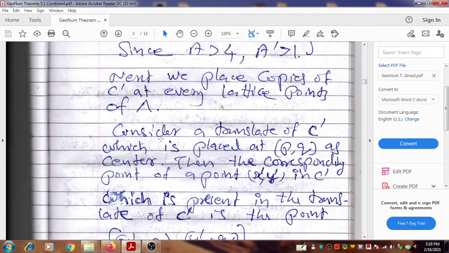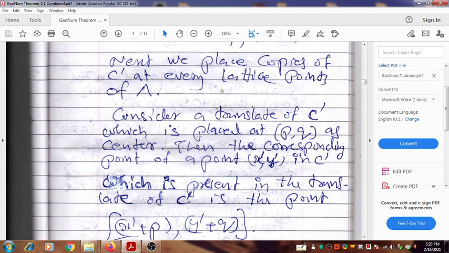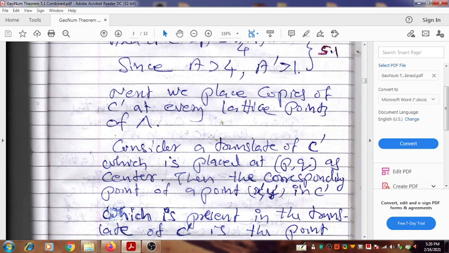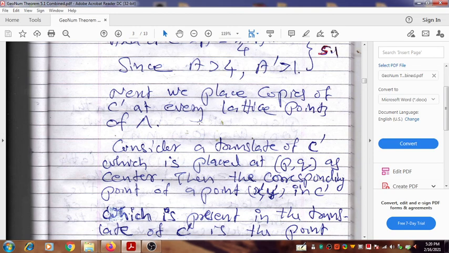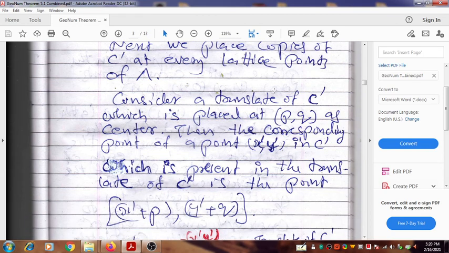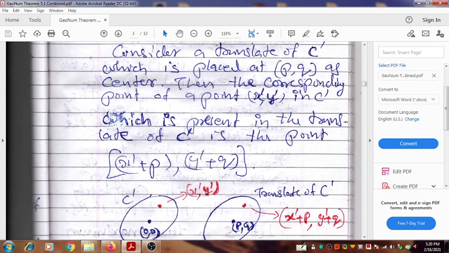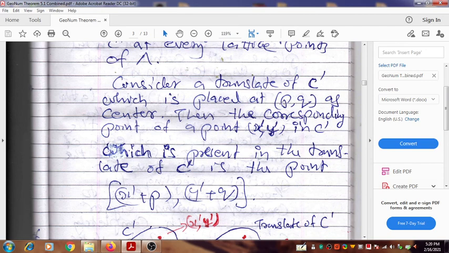So in our further discussion, we will call them translates, translates of C dash. Then consider a translate of C dash. After making this arrangement of translates at every lattice point of capital gamma, we consider a translate of C prime, which is placed at the point PQ.